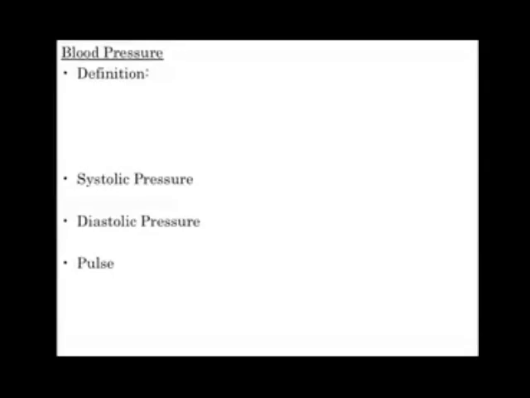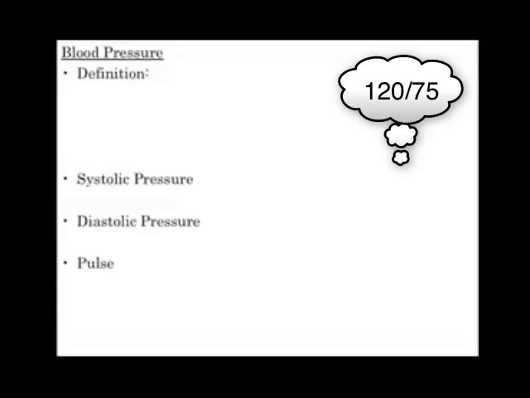Now, I'm sure you're familiar with these terms, systolic pressure and diastolic pressure. When you go have your blood pressure taken, you get two numbers, the top number and the bottom number. And the average blood pressure is about 120/75. Now, what does this top number mean? Systolic pressure. To what does that refer?